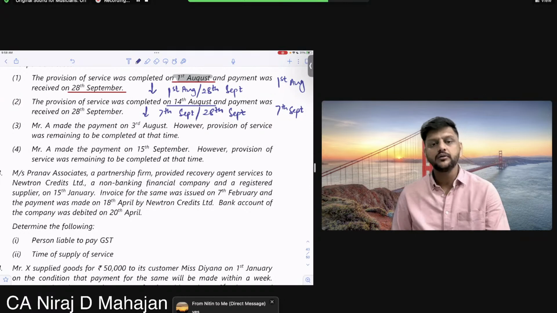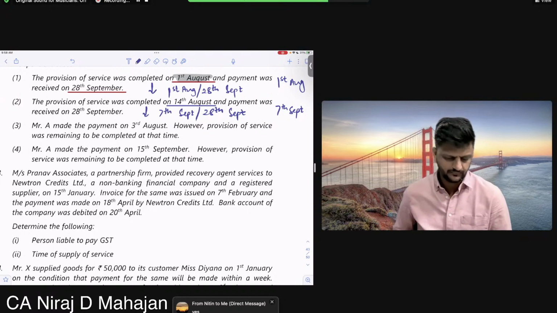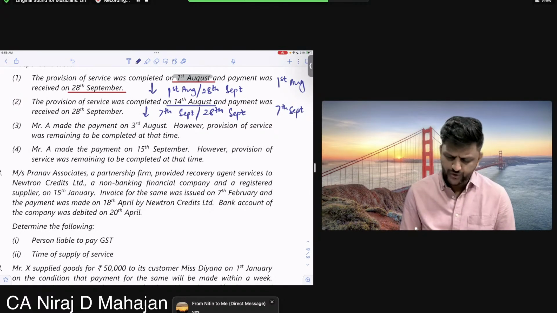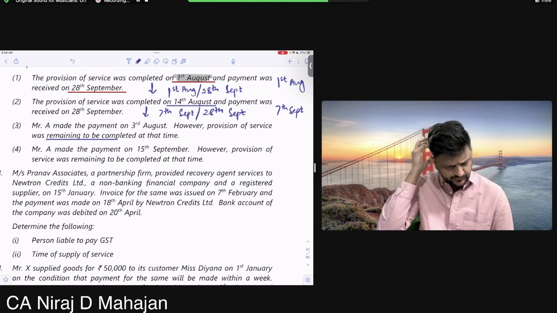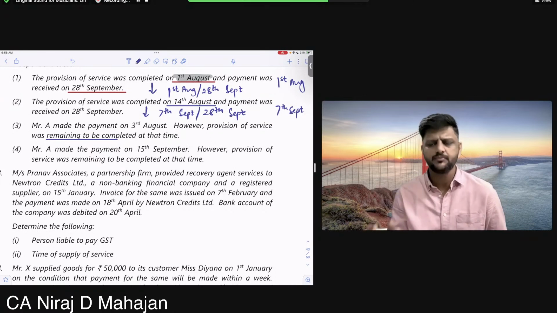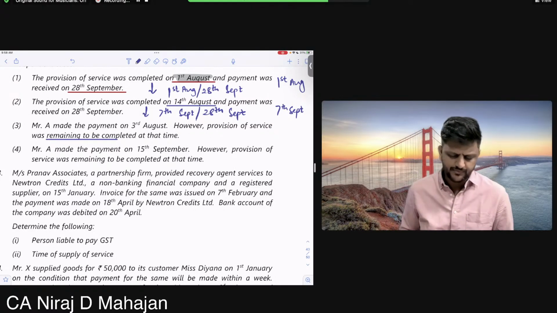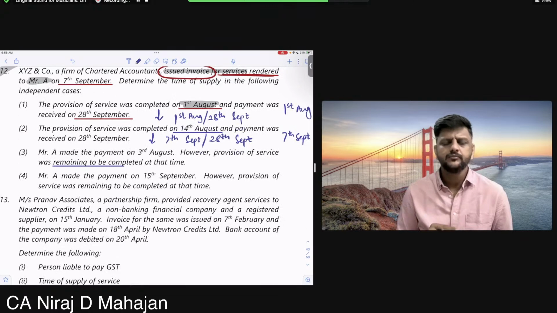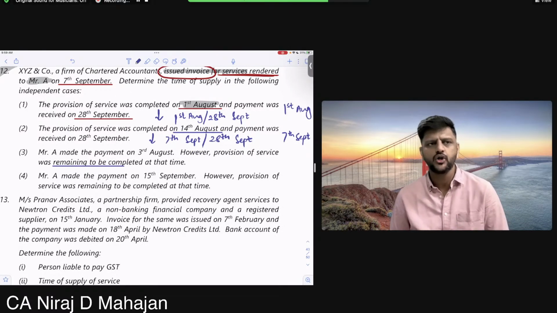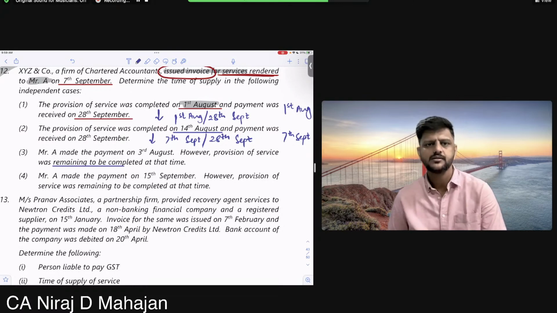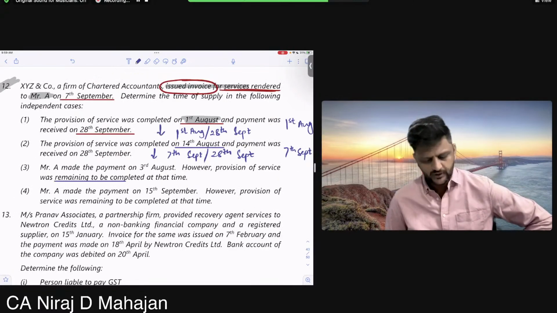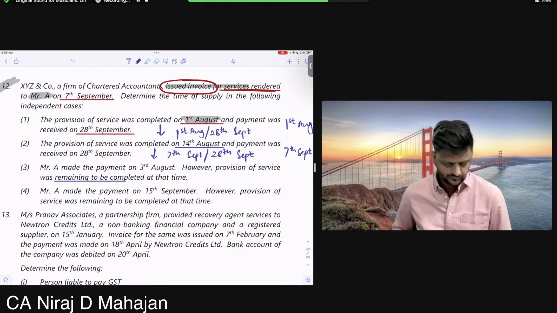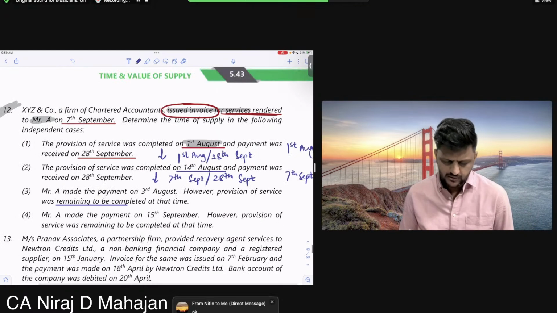Mr. A made payment on 3rd August. However, provision of service was remaining to be completed at that time. But yes, the invoice is still, children, 7th September. Yes or no? Correct? So can you issue an invoice on or before completion of service? Yes. So here you have issued the invoice. Yes, everybody. So again, what will be the answer? 3rd August.